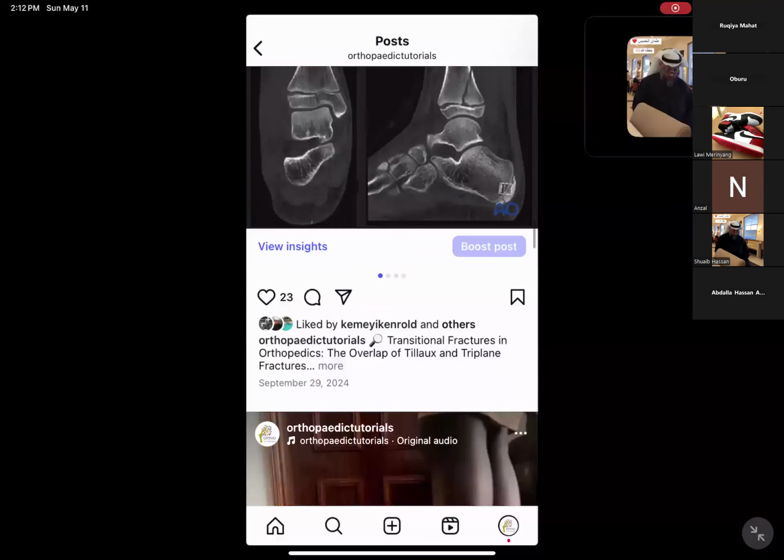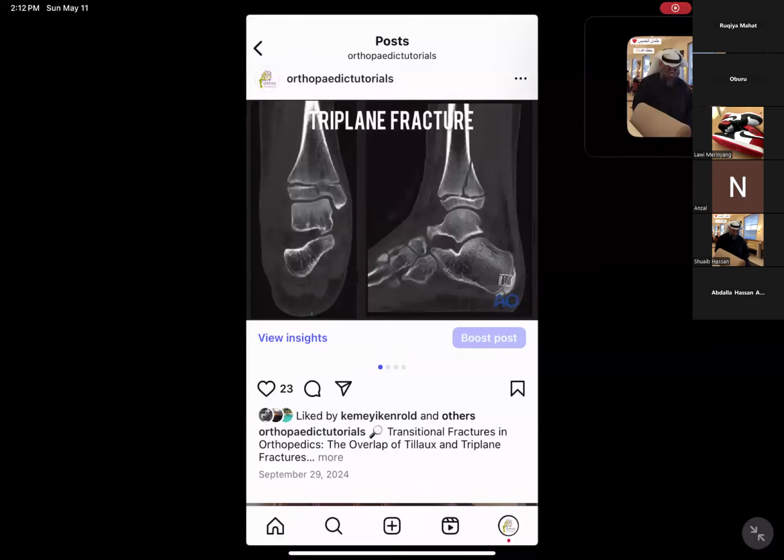Then sometimes I bring some unusual fractures. This, for example, is a fracture known as a triplane fracture. These are what is known as transitional fractures. Transitional fractures are fractures that you get usually when the patient is transiting from childhood to, well, around the region of adolescence, okay? So around 14, 15 years. That's when you get these transitional fractures.